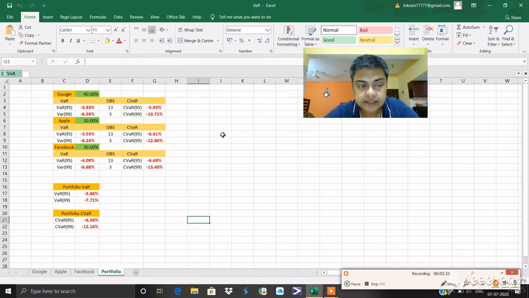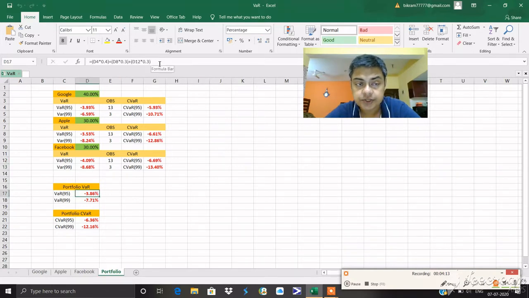What happens here is that we could have allocated a little more to Google, 45 or 50%, because if you see, the chance of loss is lesser for Google. The CVAR 99 is 10.71 for Google, where for Apple it is 12.86%, and for Facebook it is 13.40. But we have to always believe that these values can change, and will be changing. That is why we cannot expect that because the CVAR of Google was low in the past, it will be low in the present and the future also. That we cannot consider. So by that method we have done the weighted average.